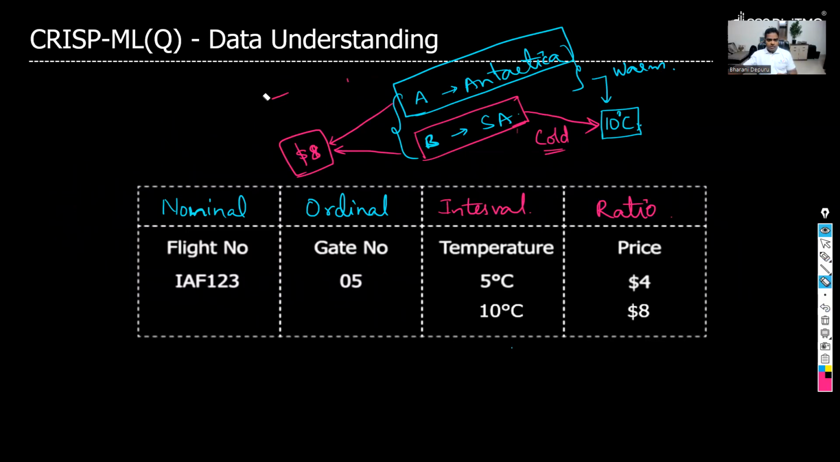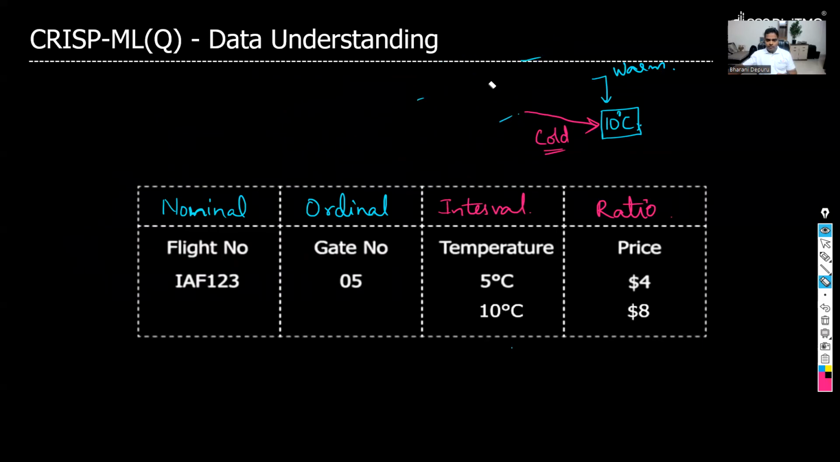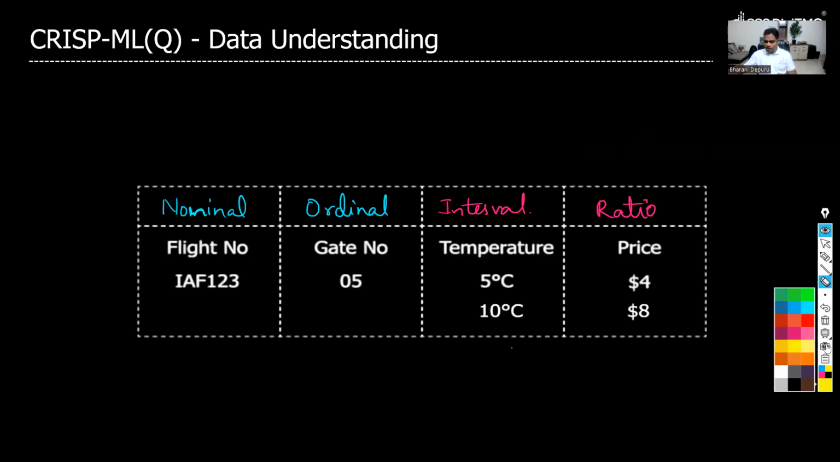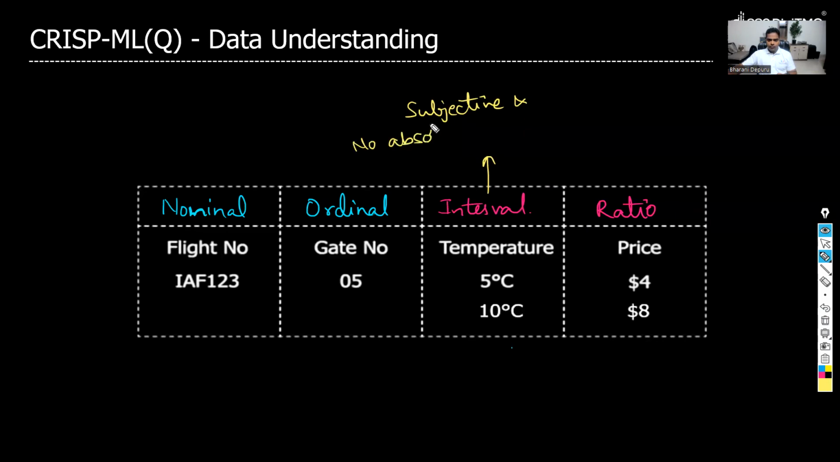So let me erase this part and then just write down here two key things. Point number one is that when you have interval data, it is subjective in nature, and there would not be any absolute zero. However, when it comes to ratio data, it is objective in nature, and you are going to have absolute zero.